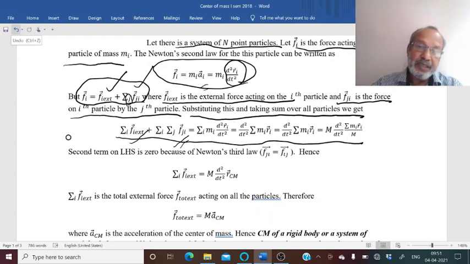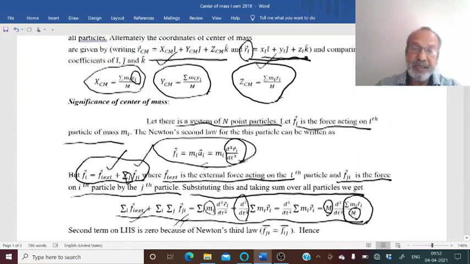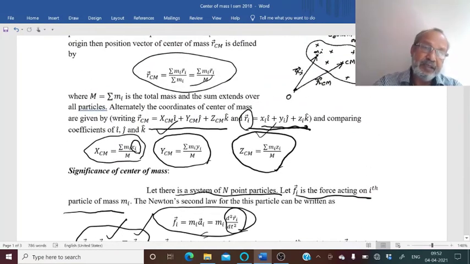And since these mi's are constants, we can take this d square by dt square outside the sigma symbol here and write in this manner. And if we multiply and divide by the total mass of the system M, then we get this equation. And you can see that this part is nothing but the position vector of the center of mass. That can be obtained from the definition of the center of mass, this one.